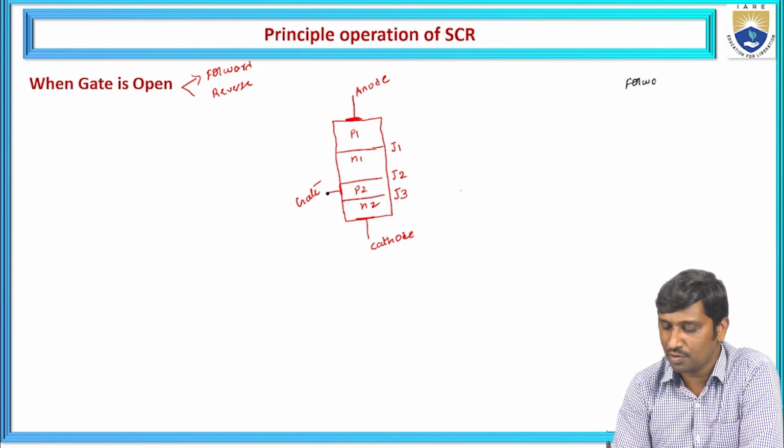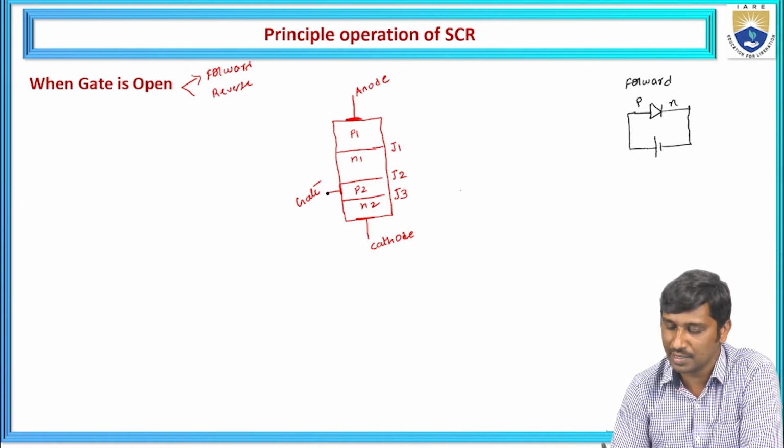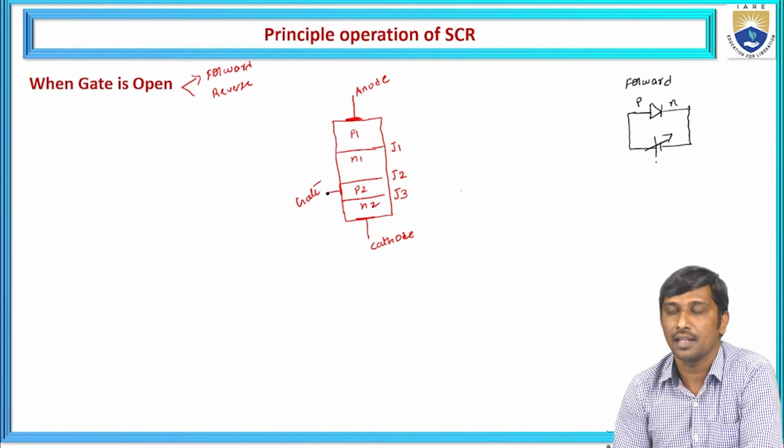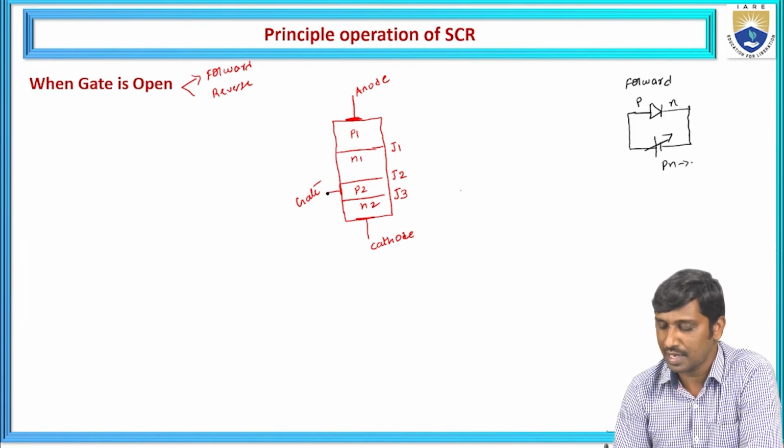Already we know what forward biasing means, so let us consider a PN junction. If it is a PN junction, this is the P type material and this is the N type material. When P is connected to the positive pole with respect to the cathode or N type material, then we can say that this PN junction diode acts as a forward bias.